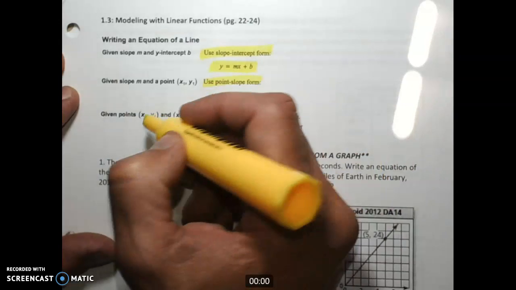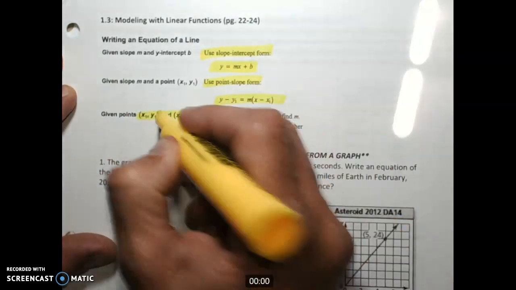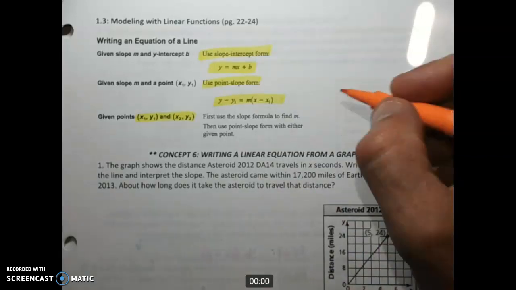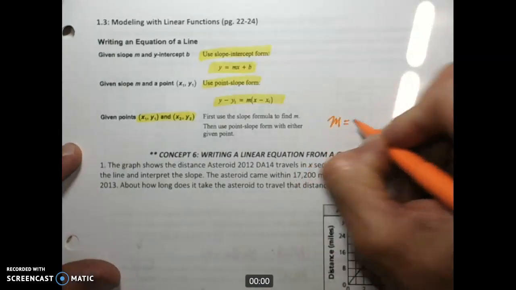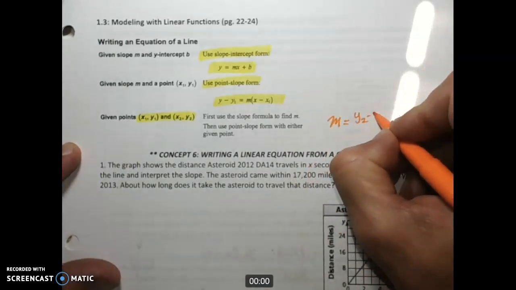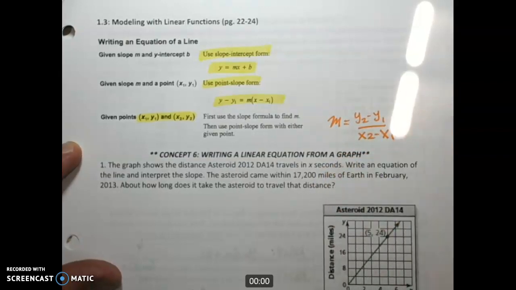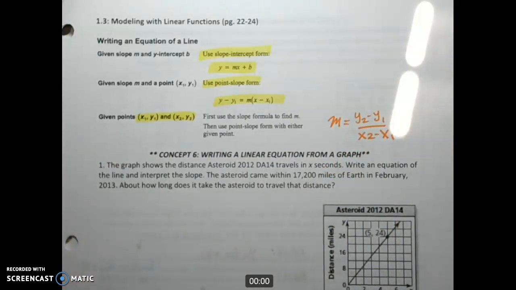And then if we have 2 points, we do the same thing. We use the slope formula, and then once we find the slope, we go ahead and plug it into point-slope formula. I'm going to write the slope formula over here. m equals y sub 2 minus y sub 1 over x sub 2 minus x sub 1. Alright, which is also the same thing as rise over run, which we will get into.